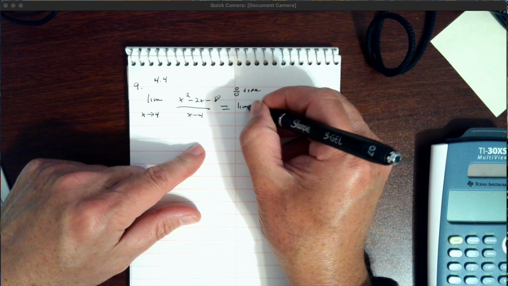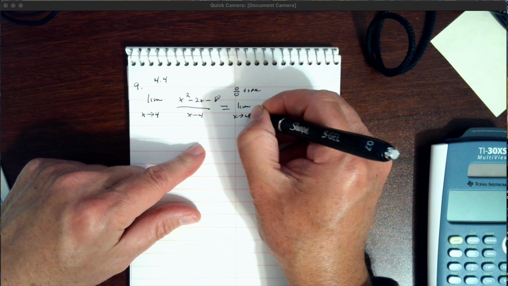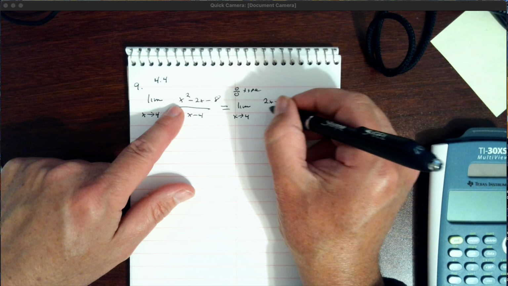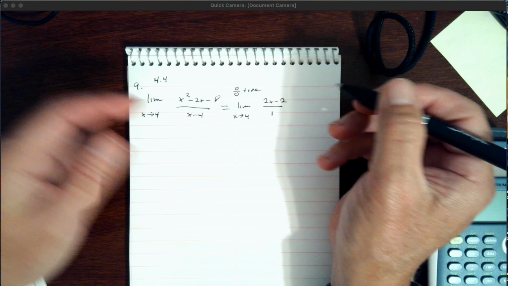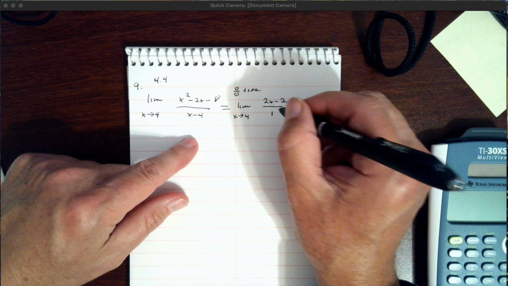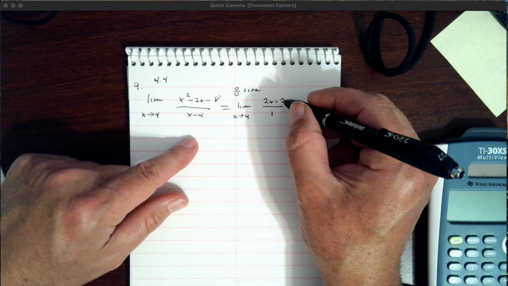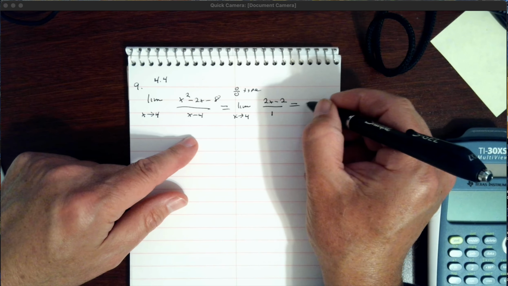So this is the limit as x approaches 4, take the derivative of the top, 2x minus 2, derivative of the bottom, 1. Now try to take the limit when x goes to 4. 2 times 4 is 8, minus 2 is 6 over 1. The answer is 6.